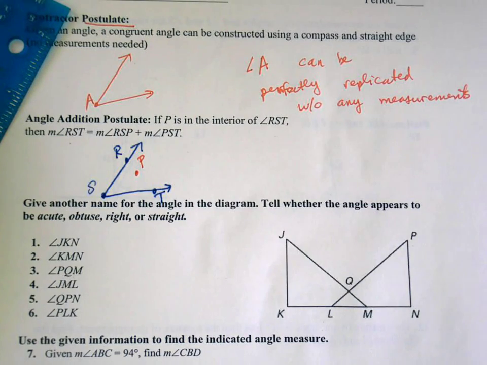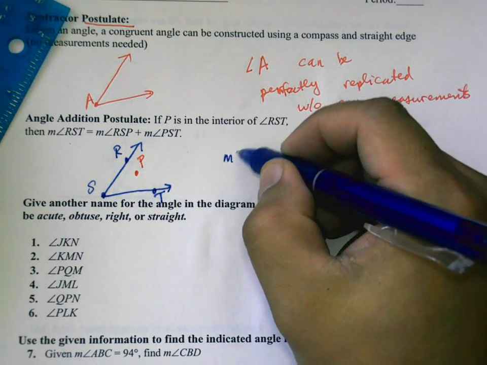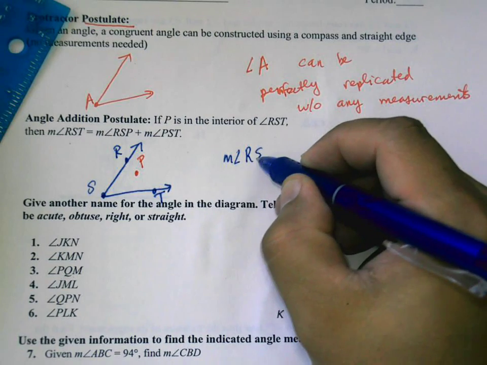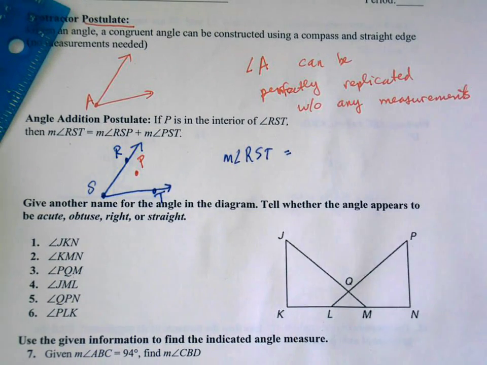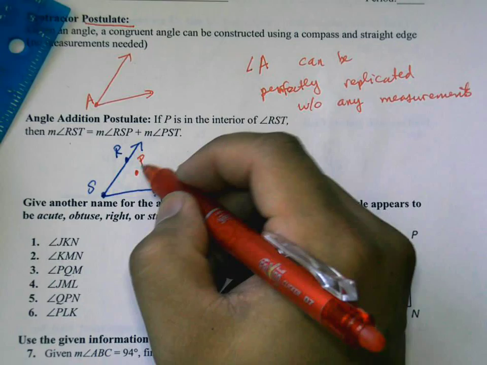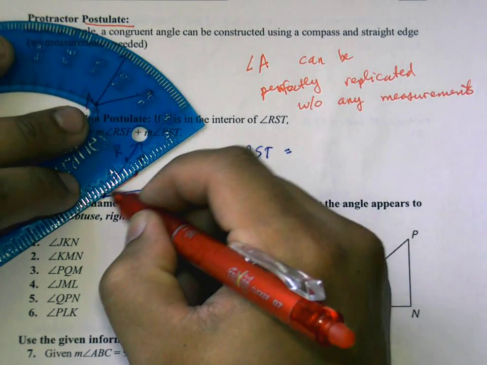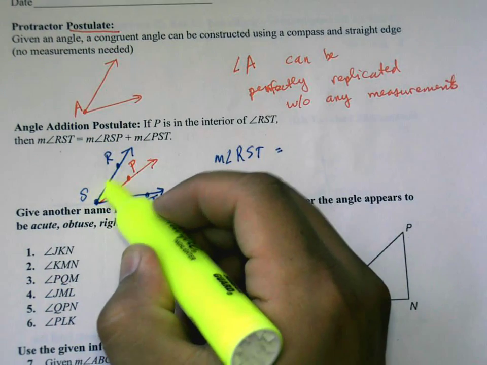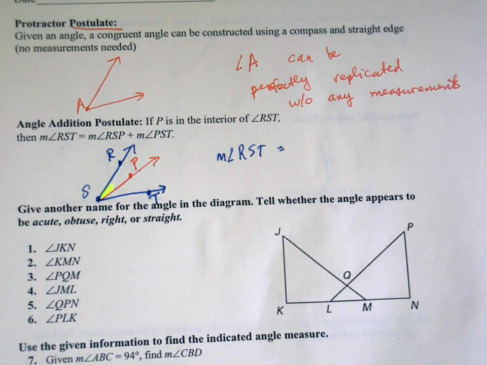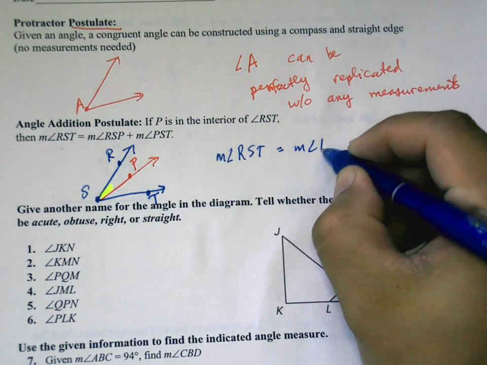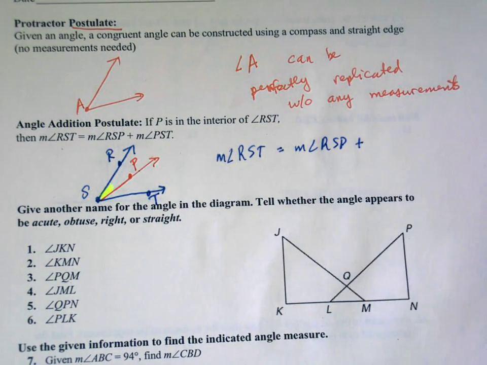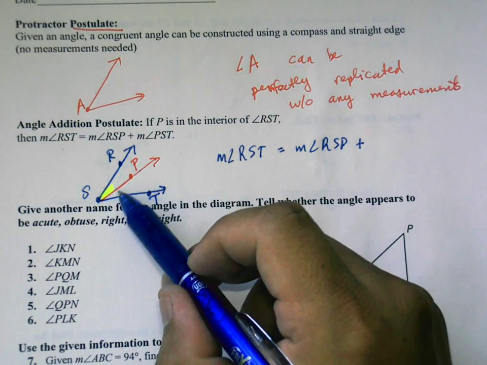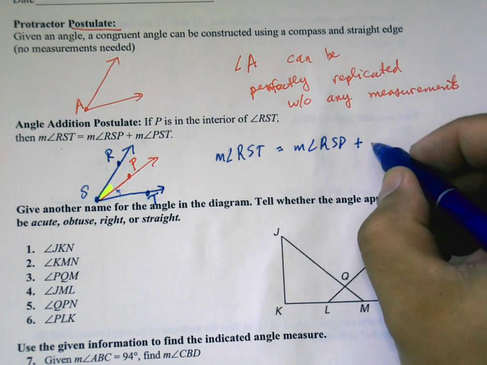Then the measure of RST, so that's the measure of this blue angle here, is equal to the measure of RSP. So I'm going to construct RSP using a straight edge. So RSP is basically this piece right here that I've highlighted in yellow, plus the measure of PST, which is the other angle in here.